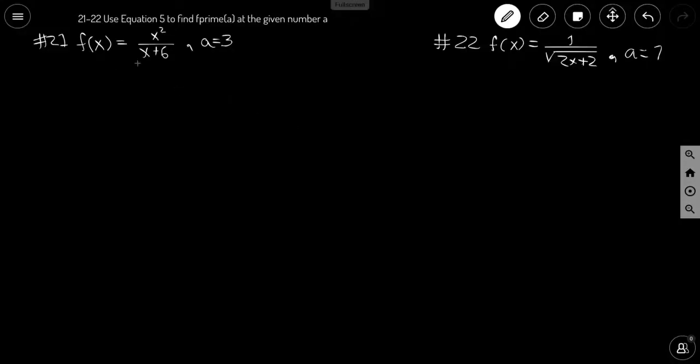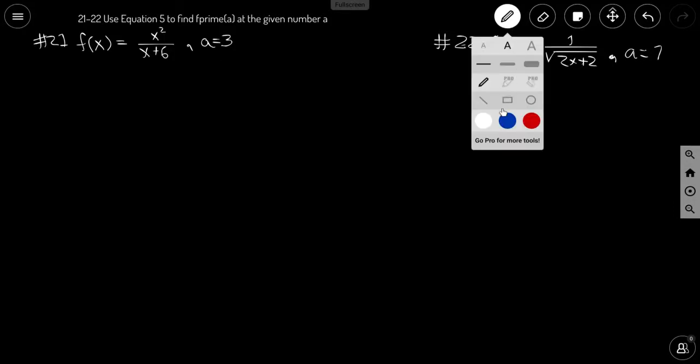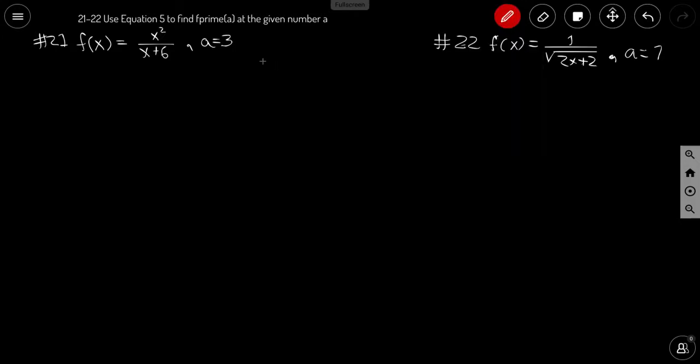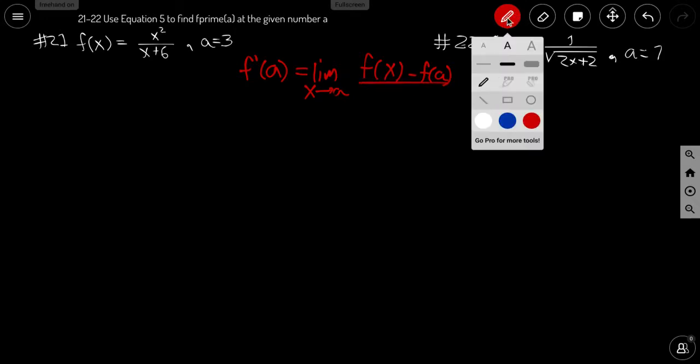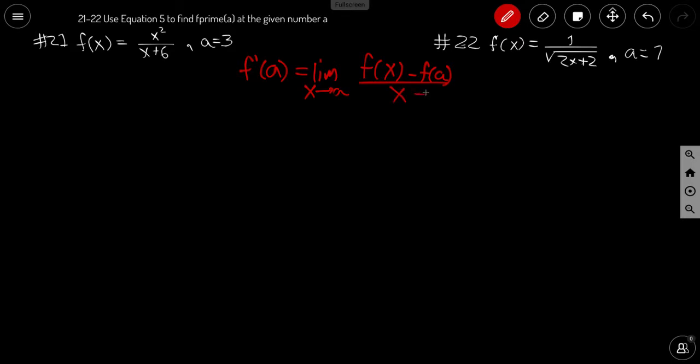Okay, so it says use equation 5 to find f prime of a at the given number a. And the formula that they are referring to, that being equation 5, is f prime of a is equal to the limit as x approaches a. This is the formula that they're referring to right here. So let's go ahead and begin.